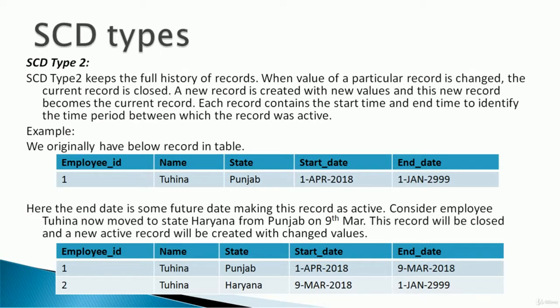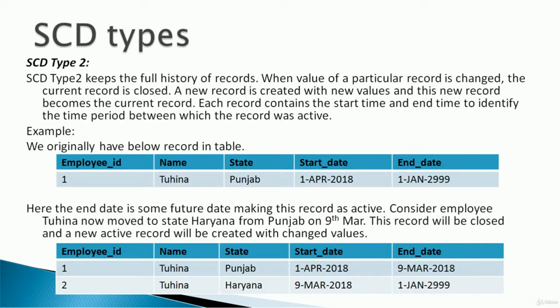Here the end date is some future date, making this record active. Consider employee Tuhina now moved to state Haryana from Punjab on 9th of March. This record will be closed and a new record will be created with the changed values. So now we will have two records for Tuhina, one with the original value and one with the new value.